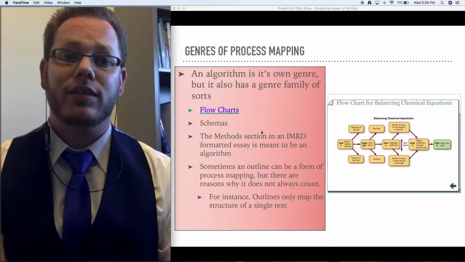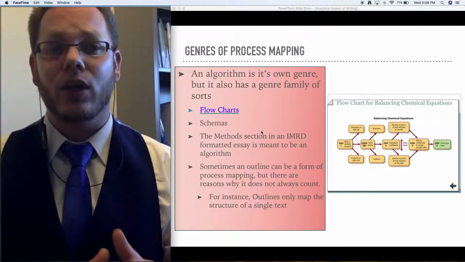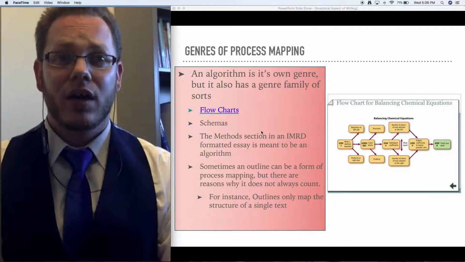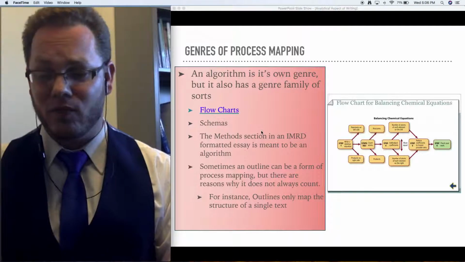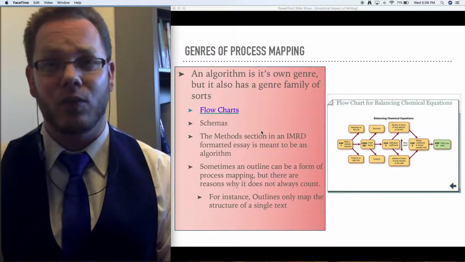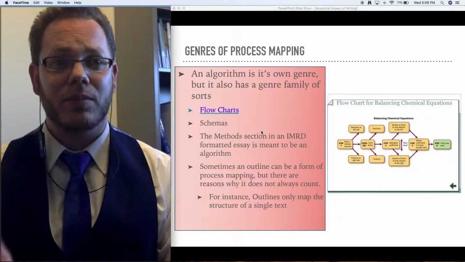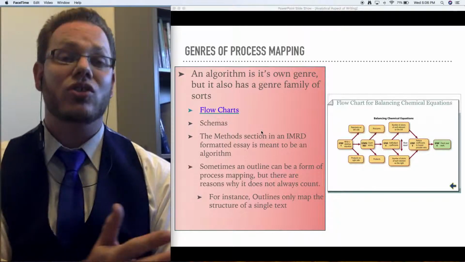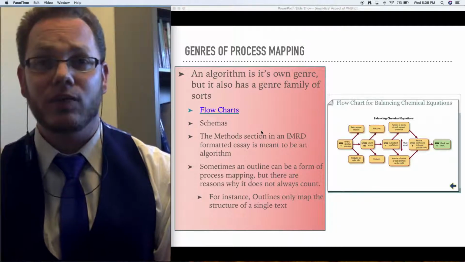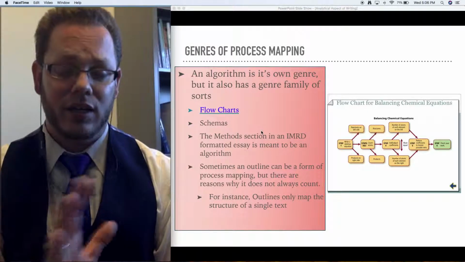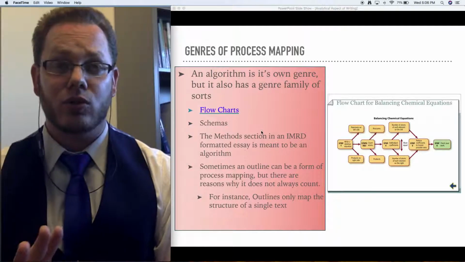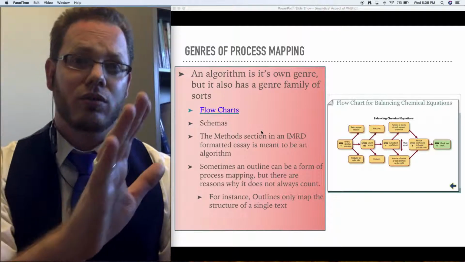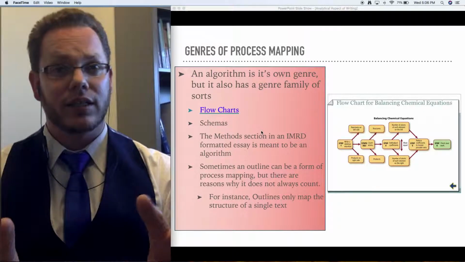So in some ways, yes, but an outline only maps the structure of a single text, whereas a process algorithm talks through what is effective about each step and links to the steps you take that can be replicated across a series of problems or a series of texts. So it's different. Process mapping is closer to genre, and an outline is closer to the specific text, if that helps make a distinction for some people.